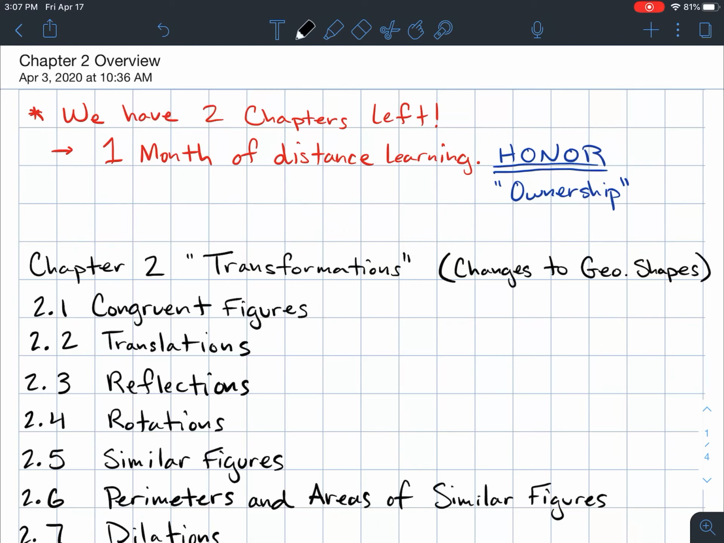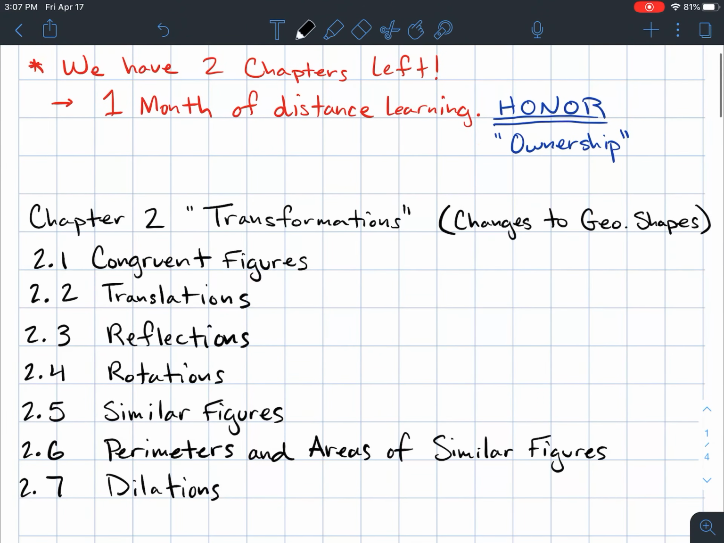It's going to be titled Transformations. There are 7 sections, as you can see up on the screen right now. And basically it's going to be about making changes to geometric shapes. And I want to briefly give you a quick introduction to each one of these.